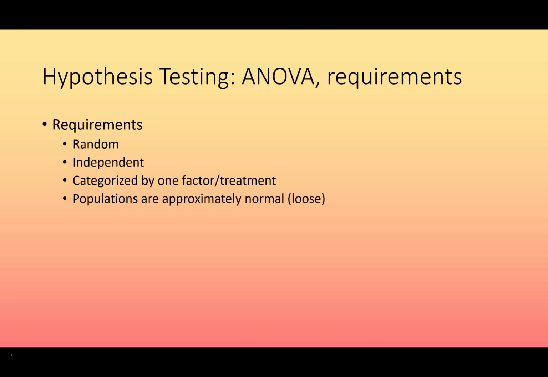Now, this is considered a loose requirement because it's not absolutely critical for them to be normal. If they're slightly skewed, we're still going to be able to do our ANOVA test. Another loose requirement is that the variances of the populations are equal. Again, this one isn't set in stone or that critical, because our ANOVA test will still work pretty well as long as our variances for the populations are equal or close to being equal.